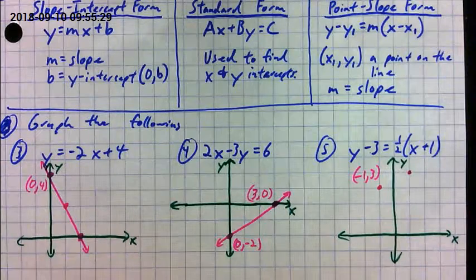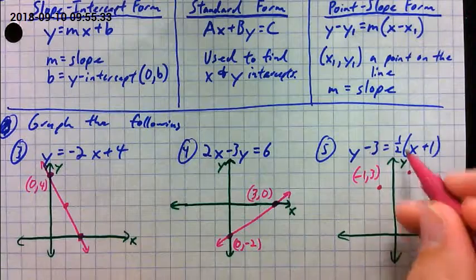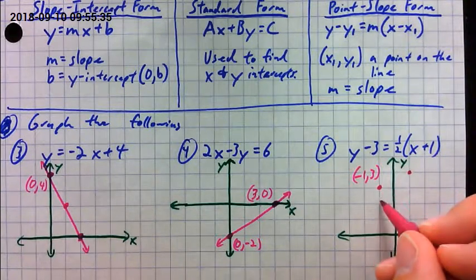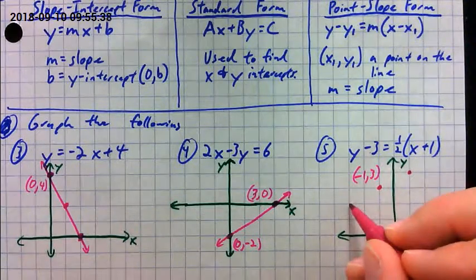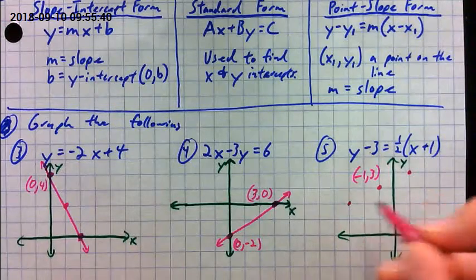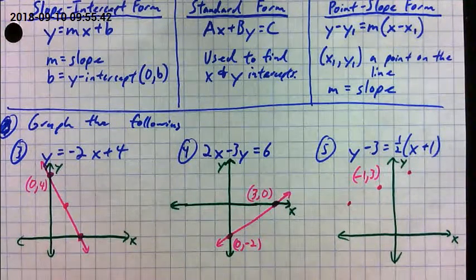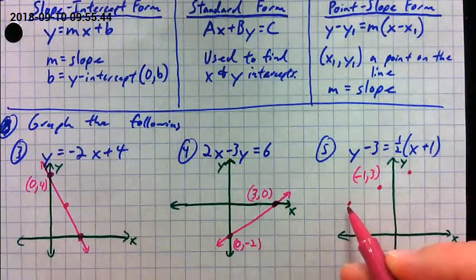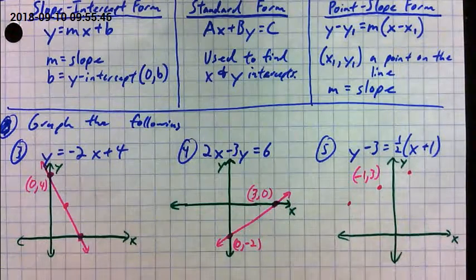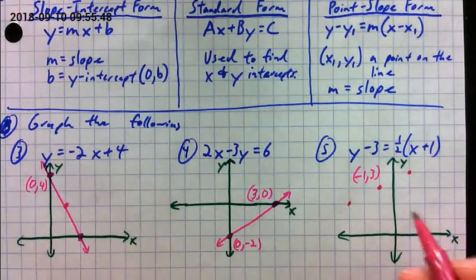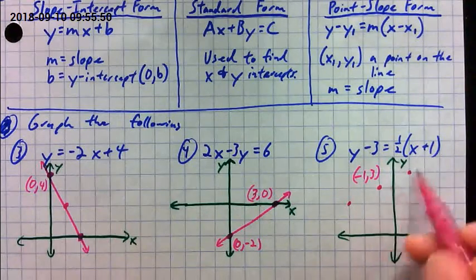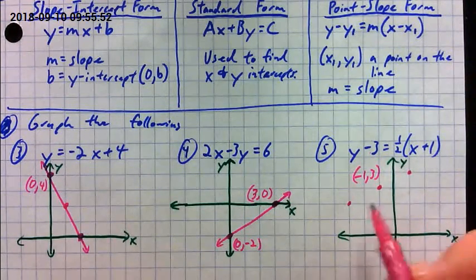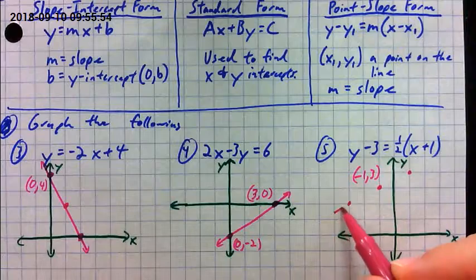Now, could I have went down? I could have, but if I go the opposite direction, I need to go down 1 and back 2. Now, that's still a positive slope. Because if I went down and back, those are 2 negatives, and 2 negatives make positive. So sometimes it'll help to go both directions in order to make a nice straight line.